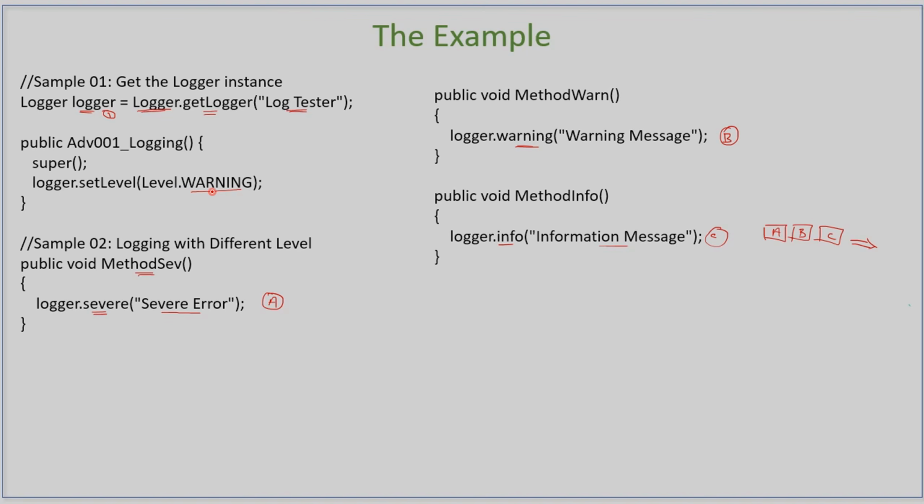Since we set the level as warning, severe will pass through the filter, and warning also will pass through the filter. Info message will get skipped. So what we will get out is the A and B messages that go to the formatter, as well as the handler. Since here we don't specify any handler, the handler will be the console handler and the formatter will be the simple formatter.